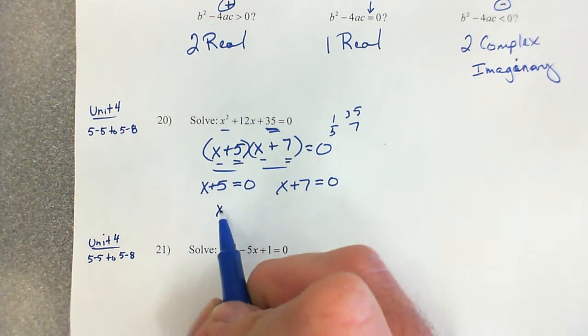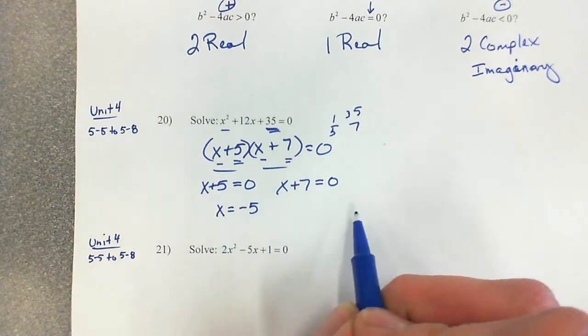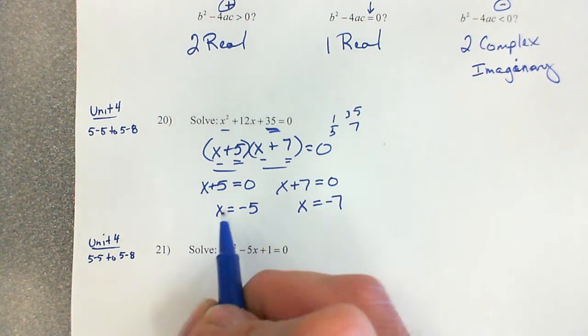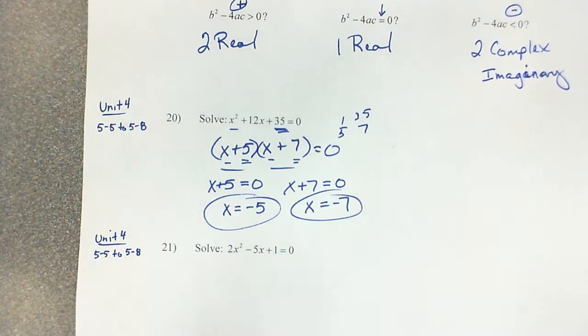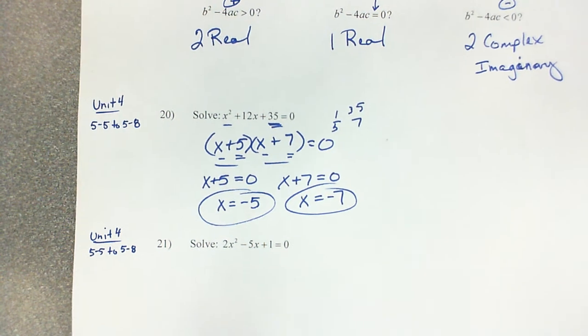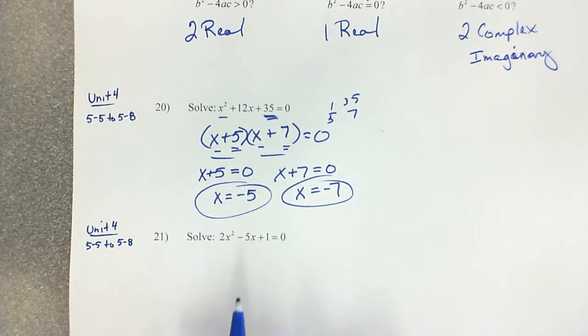So if x plus 5 equals 0, then x would have to equal negative 5. And over here, x minus 7 equals 0 would have to give x equals 7. So your two solutions are x equals negative 5 and x equals 7.